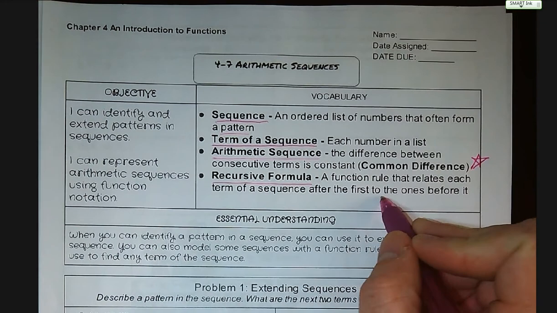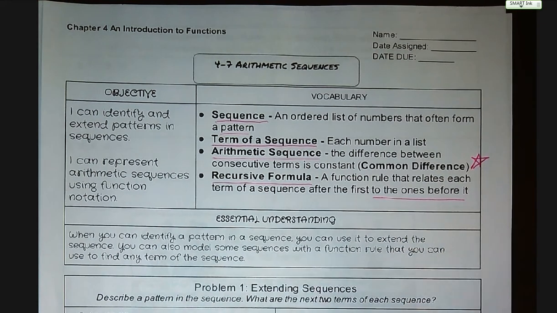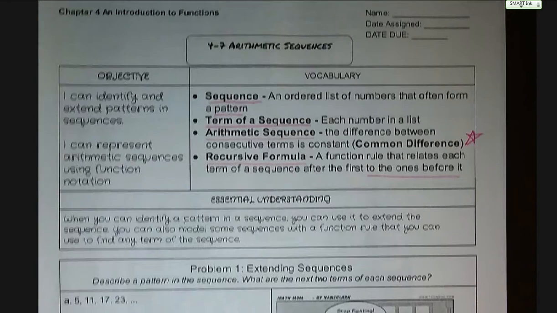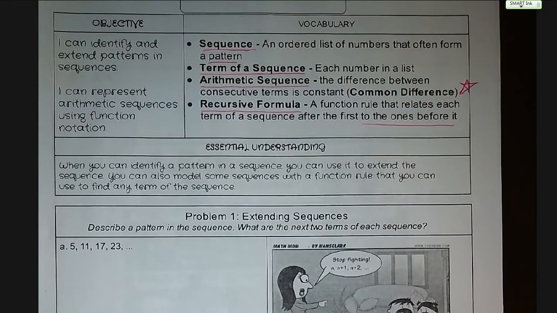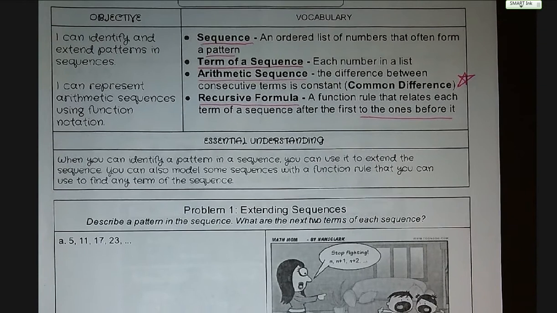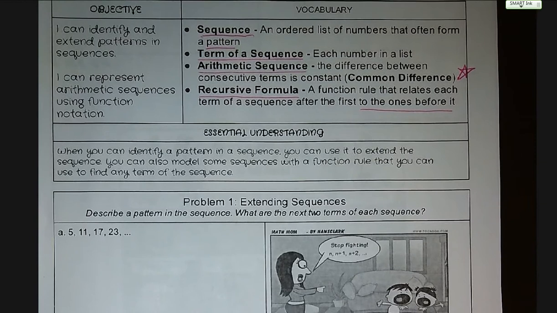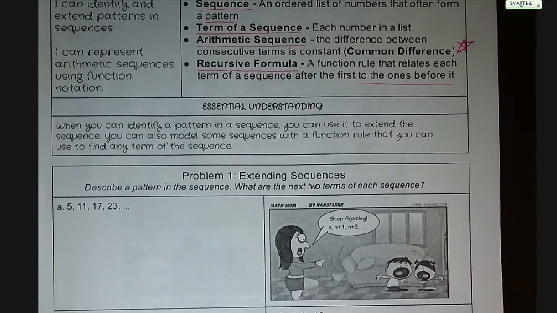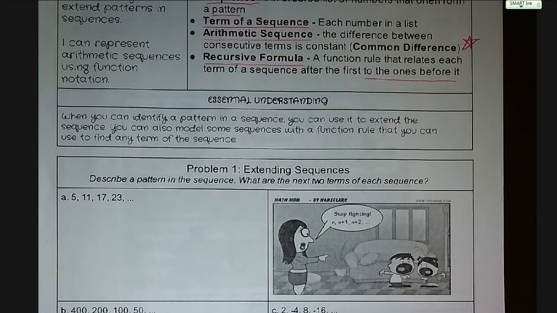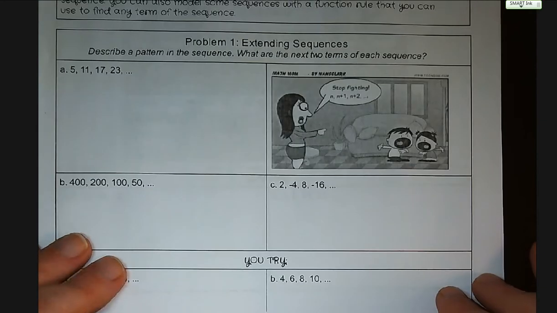So our main objectives here are that we can identify and extend patterns in sequences, and that we will be able to represent arithmetic sequences using function notation. Our essential understanding is when you can identify a pattern in a sequence, you can use it to extend the sequence. You can also model some sequences with a function rule that you can use to find any term of the sequence. So we're going to go down to problem 1, extending the sequences.